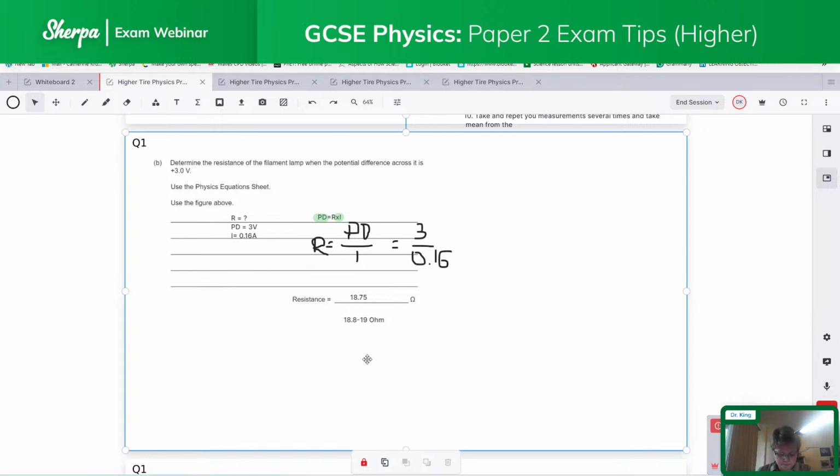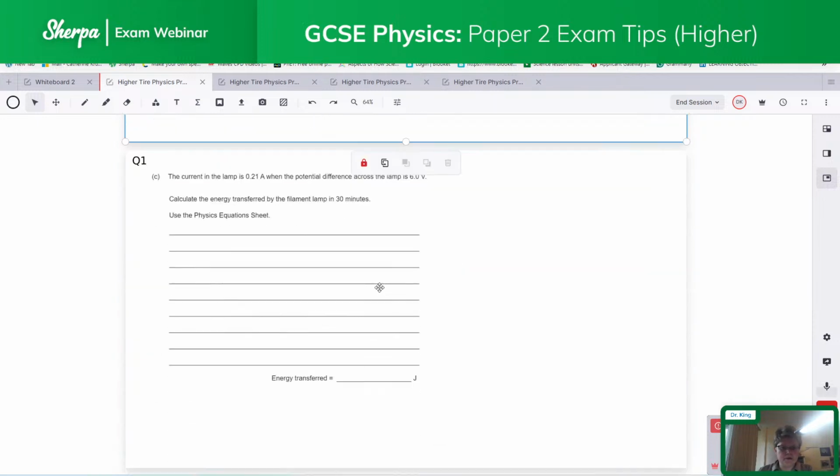Okay, the next point in that question is we have current in the lamp, it's 0.21 amps. I like always to highlight what is the significant information in my question, and that current appears when the potential difference across the lamp is 6 volts. Calculate the energy transfer by the filament lamp in 30 minutes.